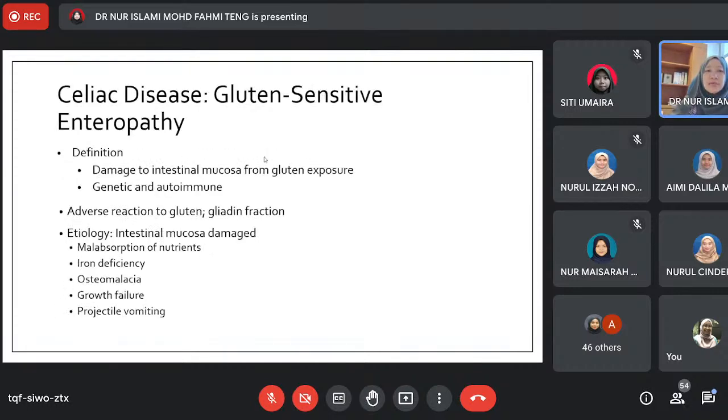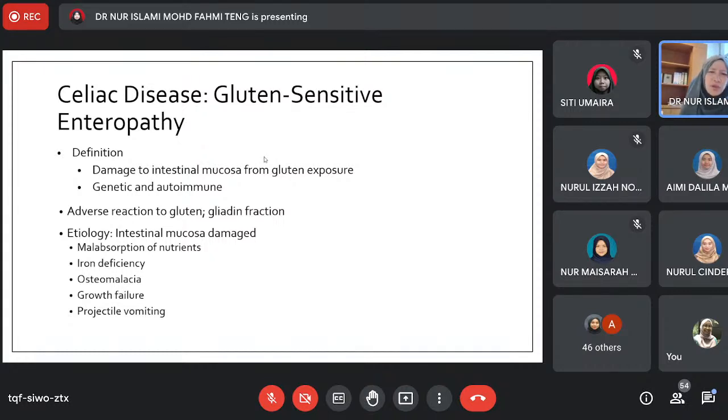So other types of disease include celiac disease or gluten sensitive enteropathy. This is actually due to an immunological reaction to gluten. The definition is damage to the intestinal mucosa from gluten exposure, and also genetic and autoimmune factors. So basically those with celiac disease have an adverse reaction to gluten and also the gliadin fraction.